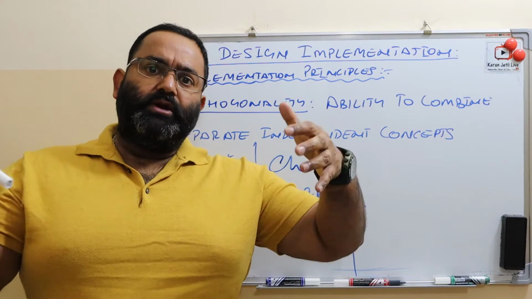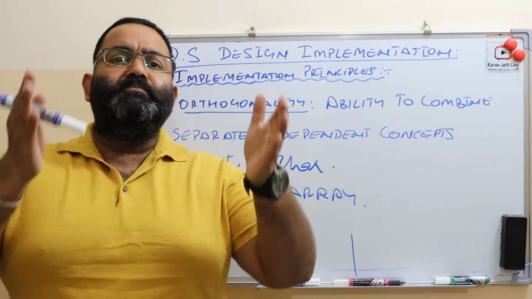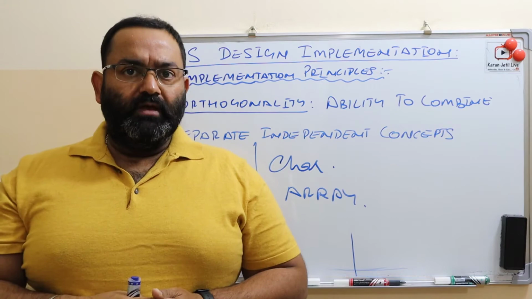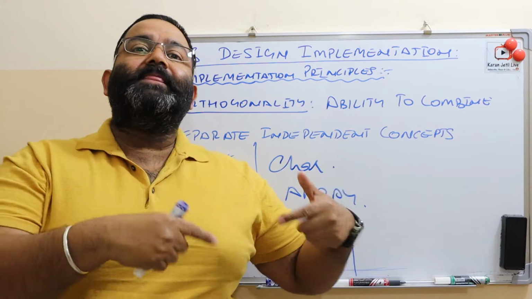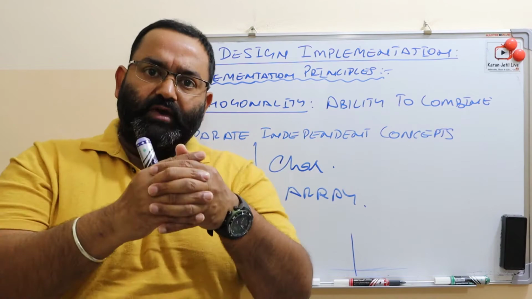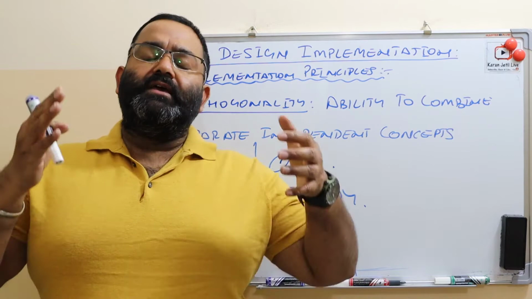A program can be divided into processes. Now, a program is a separate independent entity, and a process is also a separate independent entity. A process can be part of a program, but still, a process can run independently. So what do we call it? We call it orthogonality. We can combine independent things together so that they can work together, and we can use them separately also. We call it orthogonality.